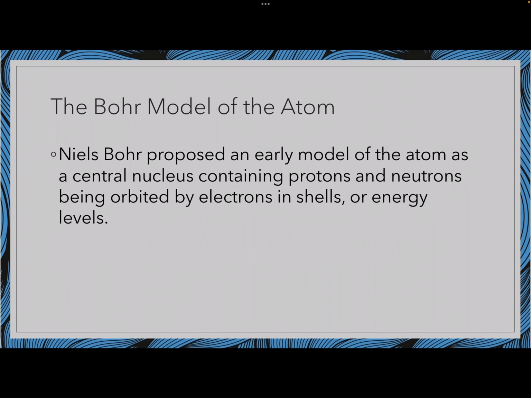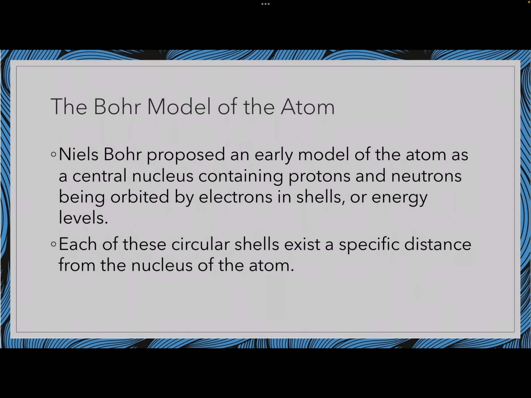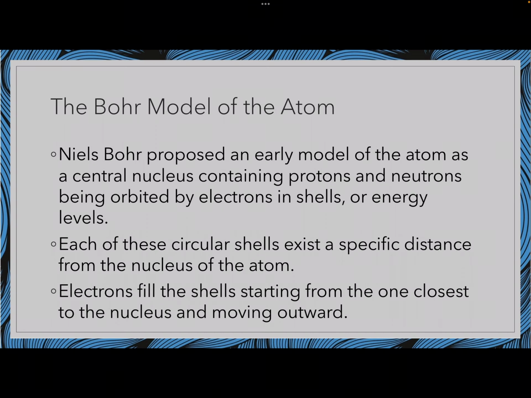So Niels Bohr proposed an early model of the atom as a central nucleus containing the protons and the neutrons, being orbited by electrons in shells, or what we call energy levels. Each of these circular shells exists at a specific distance from the nucleus of the atom, and the electrons fill the shell starting from the one closest to the nucleus moving outwards. So each shell builds up with the number of electrons as we go up.